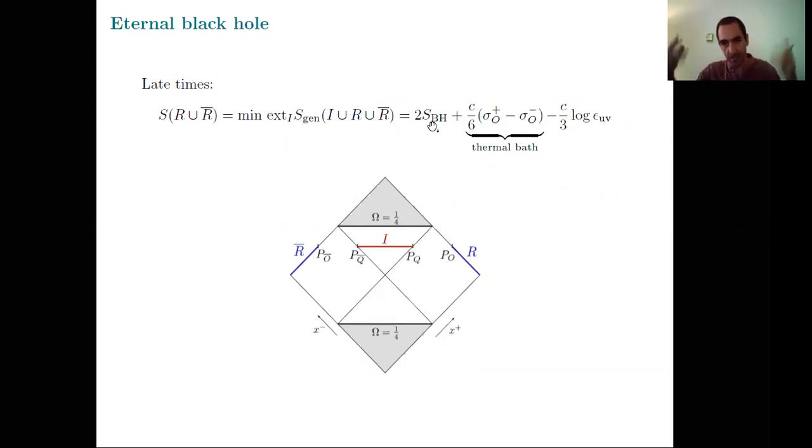In the AdS case, this thermal bath is irrelevant. In the flat space case, it's infinite, so it's not irrelevant. So there's also this piece here, and the interpretation is that it should saturate at this quantity because R union R bar only has the black hole plus bath to be entangled with. So it shouldn't exceed that. That's the answer we want, the answer expected by unitarity in the eternal black hole case.